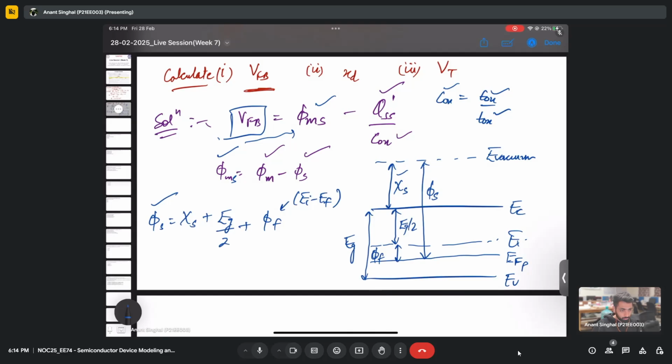Sir, after finding phi s, the next step will be, sir? Next step is to calculate phi ms, and then keeping this phi ms inside VFB. Yes, sir. Yeah, so have you calculated phi s by your formula, sir? I mean, based upon your understanding only, I have just given you the way to calculate phi s. So it will be calculated like this only.